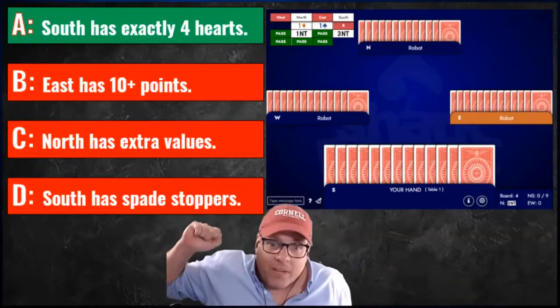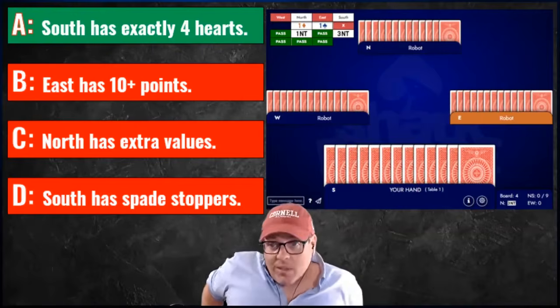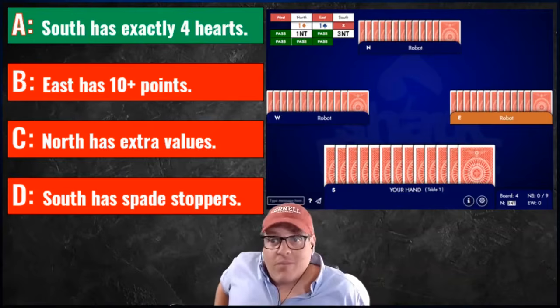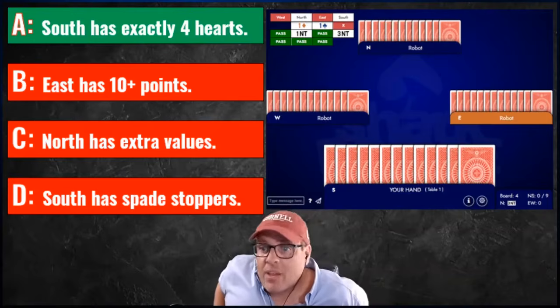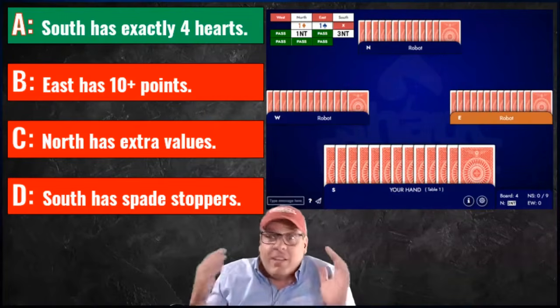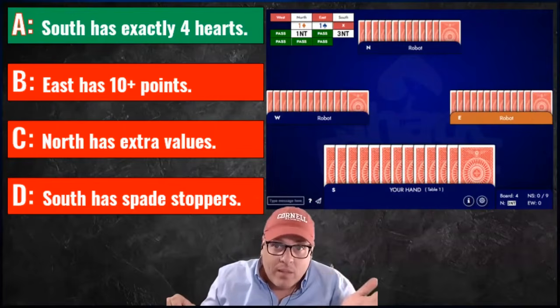The other one is B. East has 10 plus points, not at the 1 level. They may, in fact, have 13, 14, 15, 17 points. Who knows? But they only have to have a good 8 or more, really, to be overcalling at the 1 level. So there, B is frequently going to be right, but at the 1 level does not have to be. Does that make sense, folks?